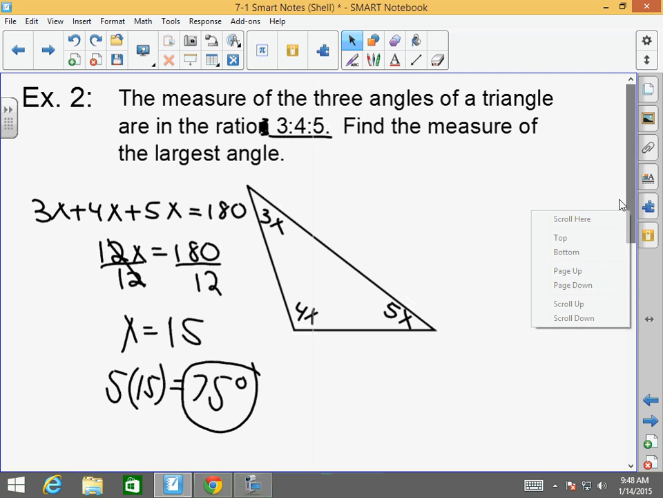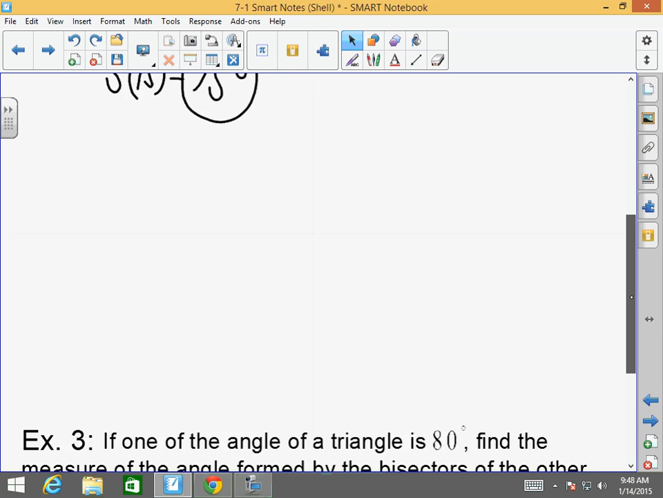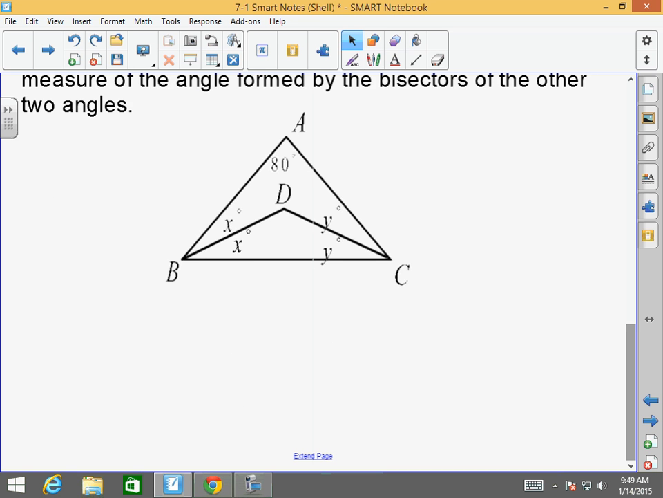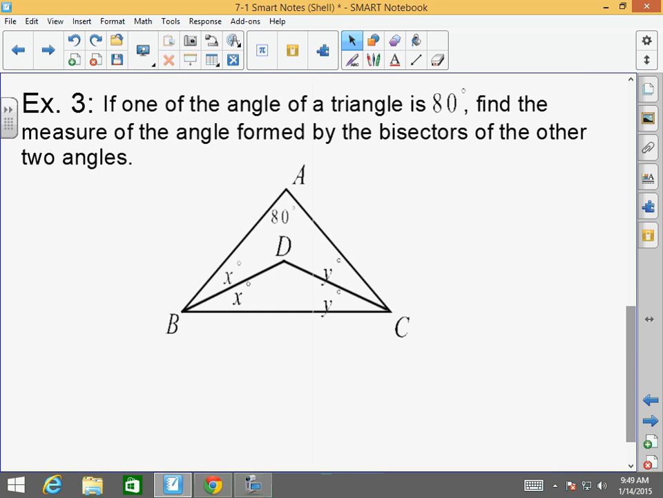May I continue? Okay. This is a good one. If one of the angles of a triangle is 80 degrees, find the measure of the angle formed by the bisectors of the other two angles. Okay? This is a good one. And here you're going to have to set up a system of equations.